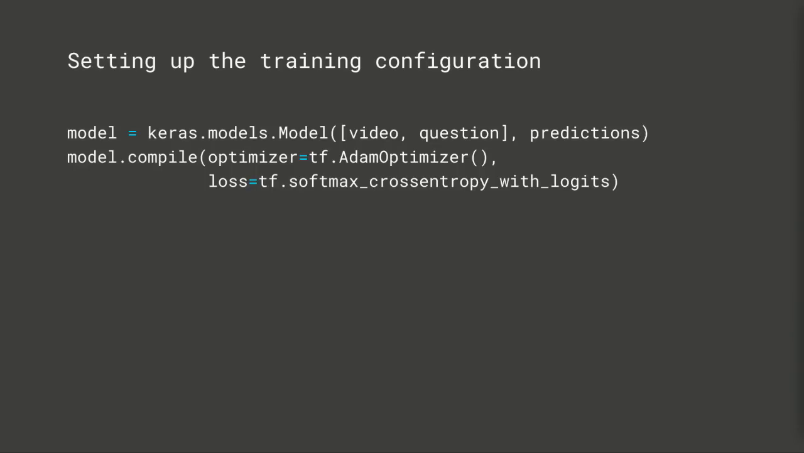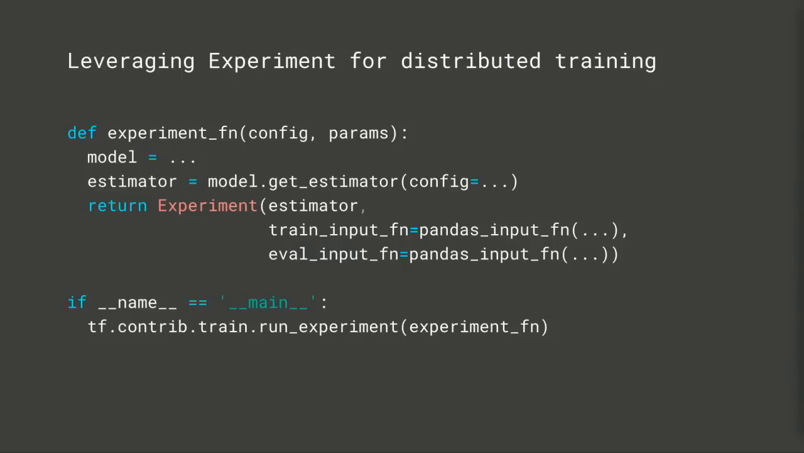At this stage, we've defined our model, we've defined our training configuration, and now we want to train this in a distributed setting, maybe on CloudML. So let's see how that works. This is where the magic happens. You can use the TensorFlow estimator and experiment classes that Martin introduced to train this Keras model in a distributed setting in just a few lines of code.